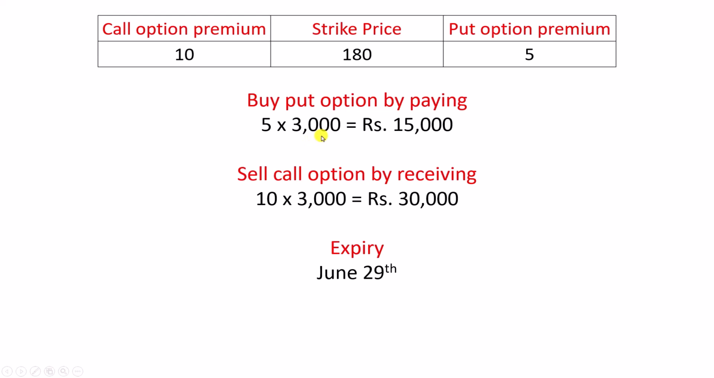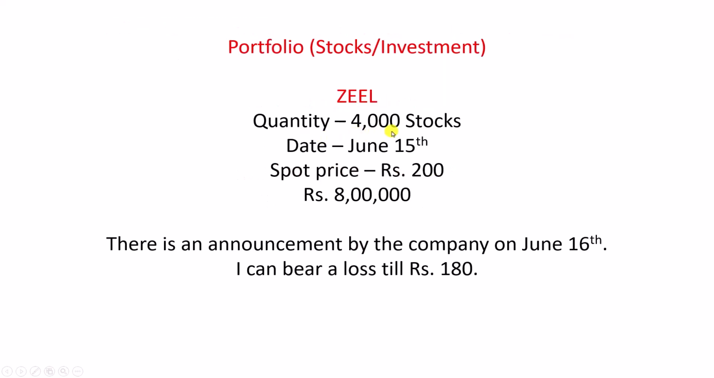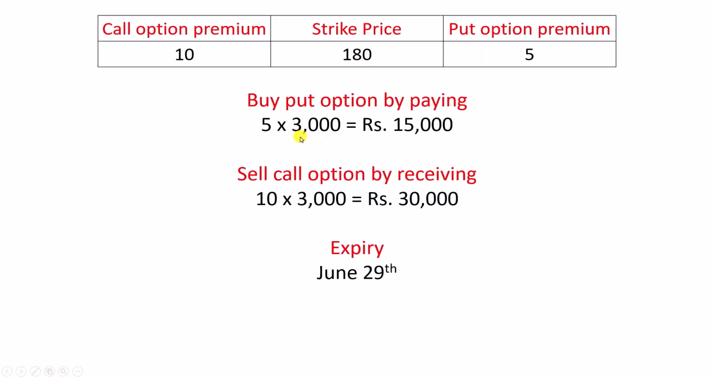There is no option for me to buy options or sell options for 4,000 stocks. I cannot do that. It is either 3,000 or 6,000 or 9,000 or 12,000 and so on. There is no option for in between. So what I decide to do is hedge 3,000 stocks. I have 4,000 in my portfolio. I decide to hedge 3,000 stocks using options.